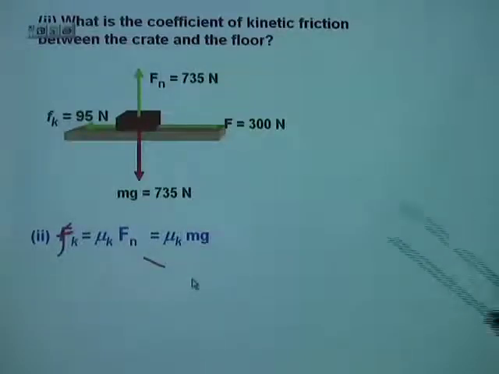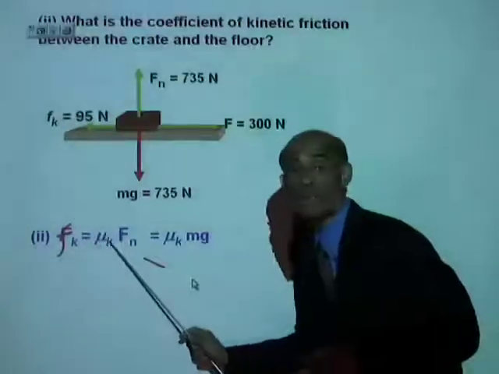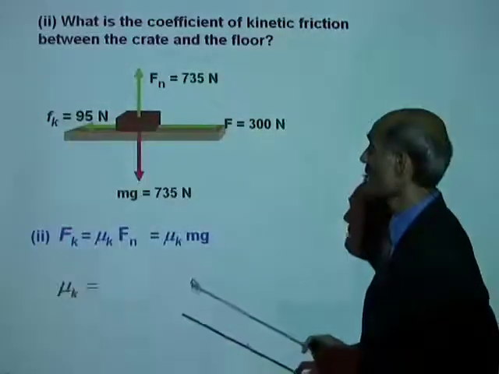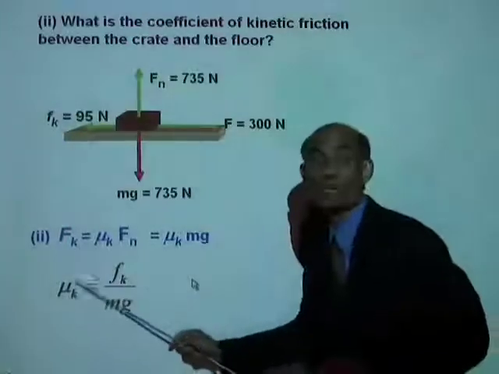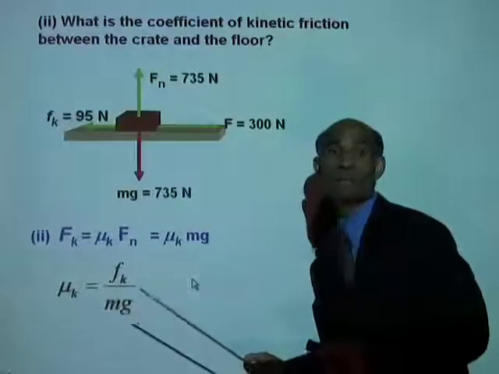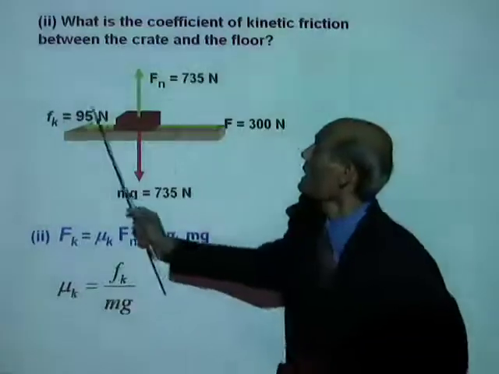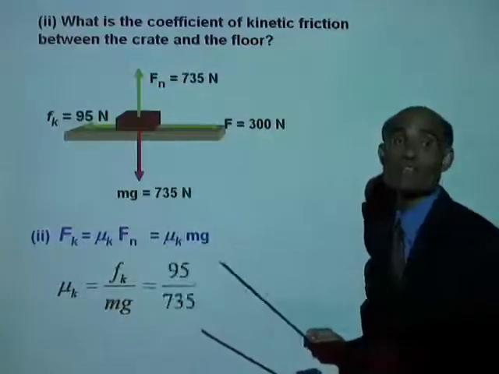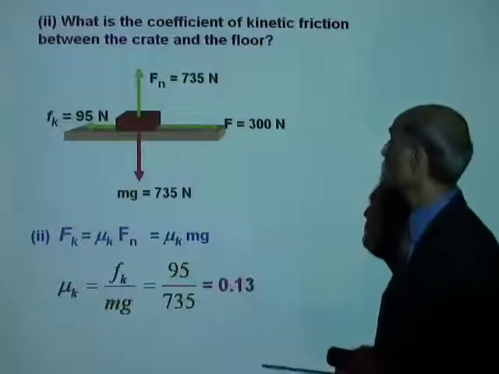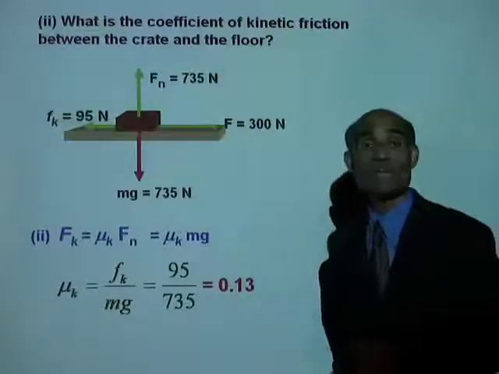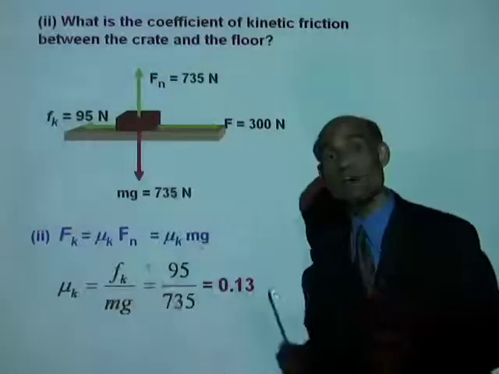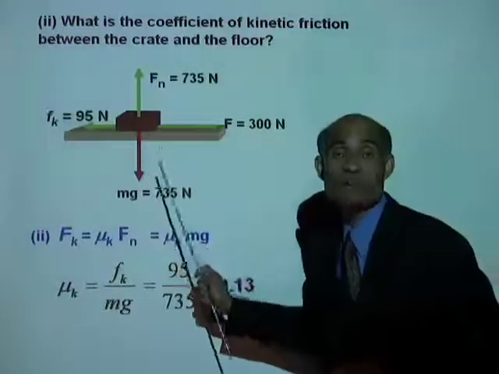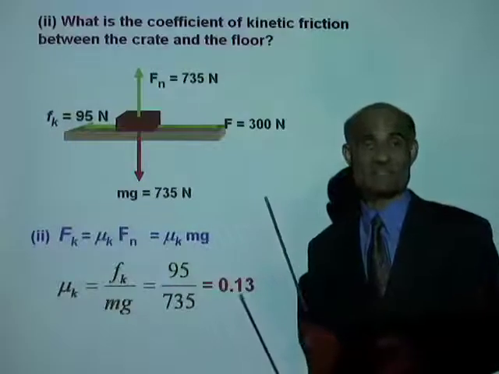The force of kinetic friction is mu k times the normal force. That is mu k times mg. Therefore, mu k equal to fk divided by mg, and fk is 95 Newton, mg is 735 Newton, and that is 0.13. So you can see these kinds of problems are fairly simple once you can picture it and put the forces in the right place.